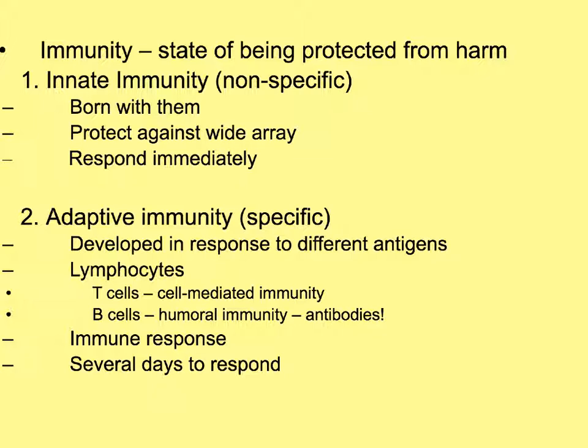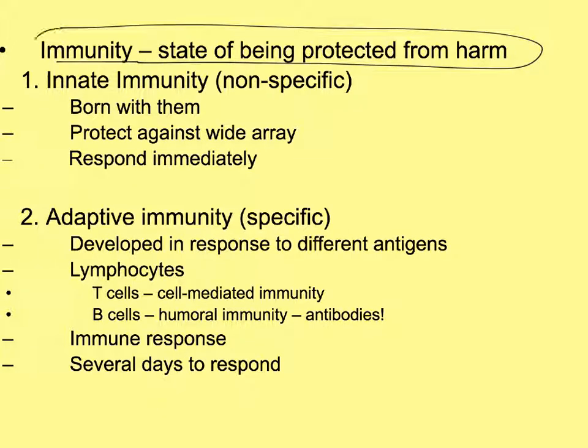Now, immunity is the state of being protected from harm. If you've been granted immunity from something, you're not going to be harmed by it. It's divided into two broad categories, and these are important. One of them is innate immunity, which is non-specific. It's against anything. You're born with it. It protects you against a wide array of things, and it responds right away. So innate is non-specific. You're born with it. We'll talk about things like your skin.